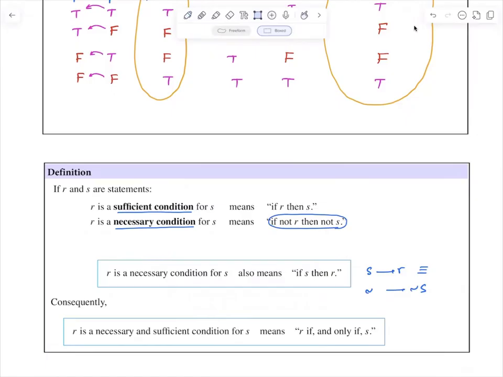So again, try to feel comfortable about these terminologies. Later on, when we're trying to prove a lemma or theorem, we're going to go back and forth using sufficient condition and necessary condition. So again, sufficient condition is the same as implication. R is a sufficient condition for S. It means that R then S. But when we say R is a necessary condition for S, it means that you have S then R.